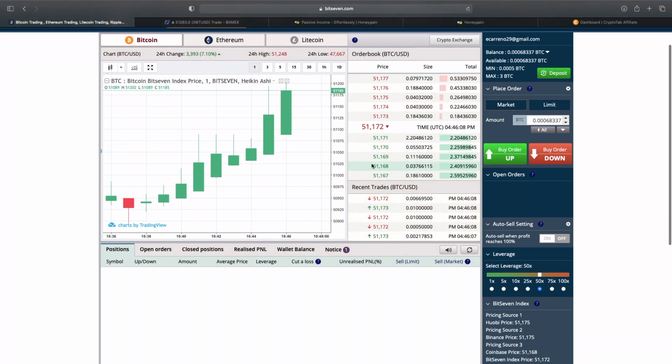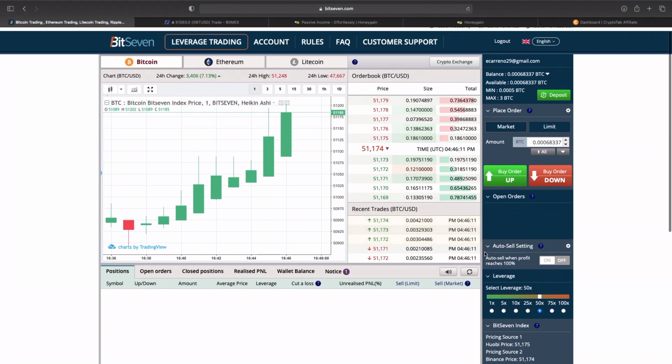Now, what leverage trading is pretty much trading with more money than what you actually have. But whenever you lose, you don't lose that money plus more. You lose whatever is inside of your account, whatever you're trading with, guys. So that is the cool thing about trading. They're giving you the opportunity to trade with more money than what you have, but you can't lose any more money than what you're trading with. So I like to trade on the 50x.